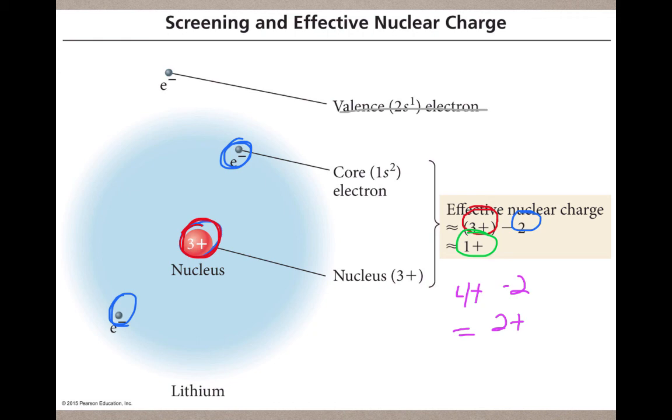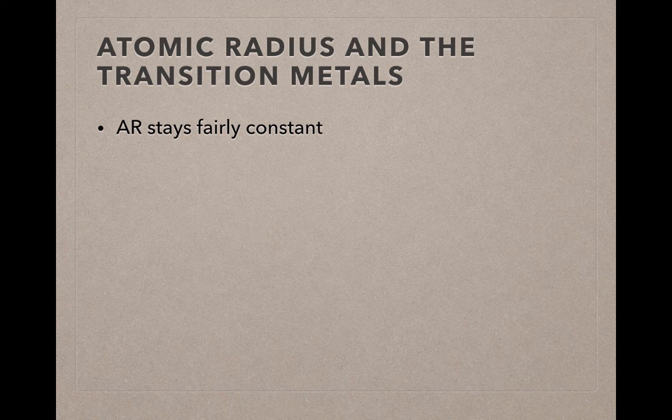And this just keeps going as we go across the periodic table. Now if we look at the transition metals, what we notice is that the atomic radius stays fairly constant. It's not constant, but it doesn't change by nearly as much as what the other elements do as you go across the table.